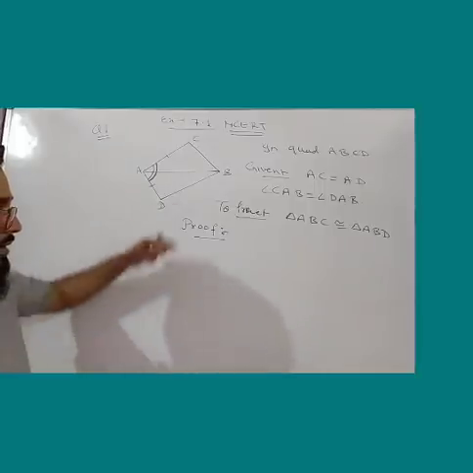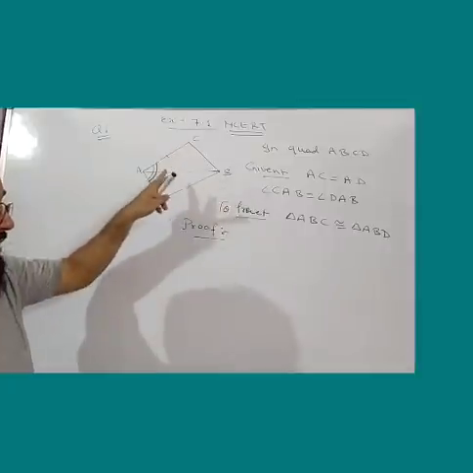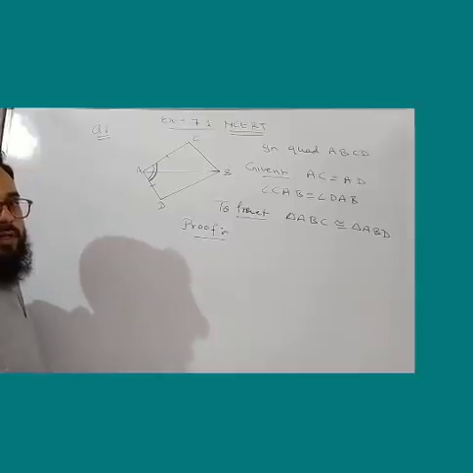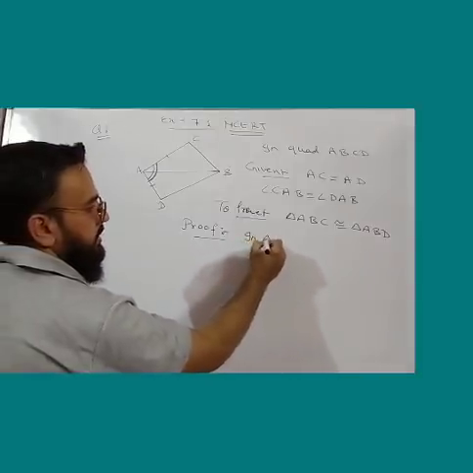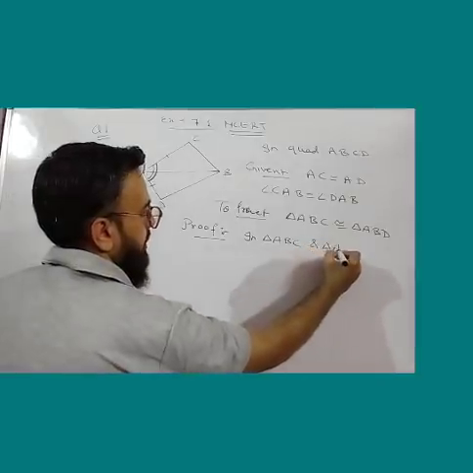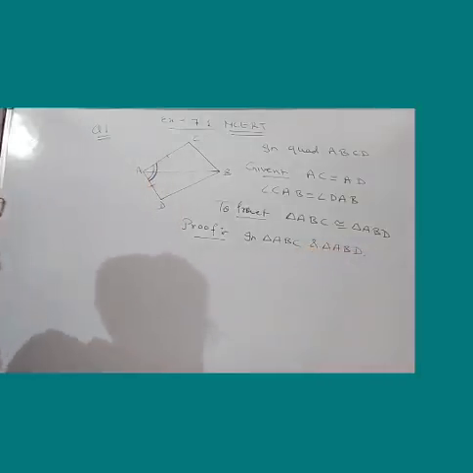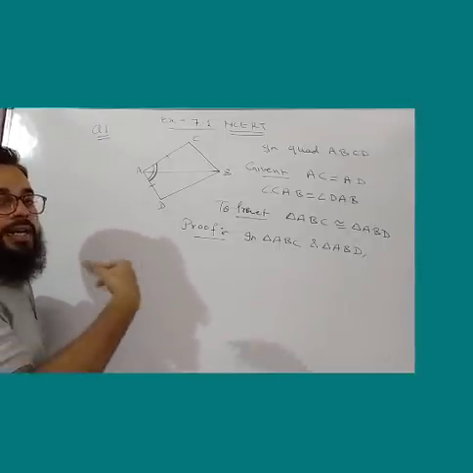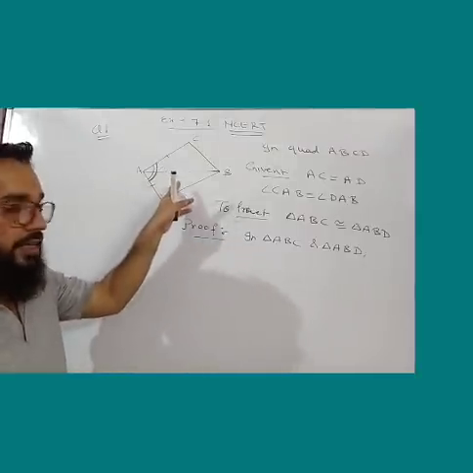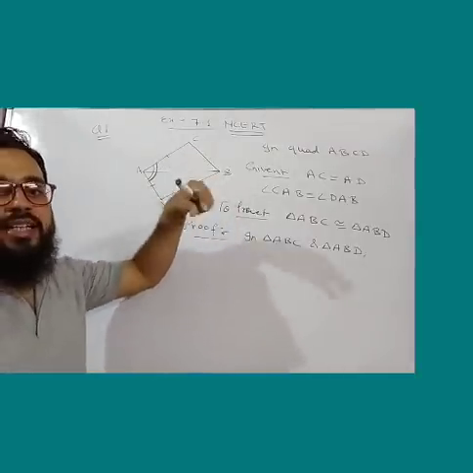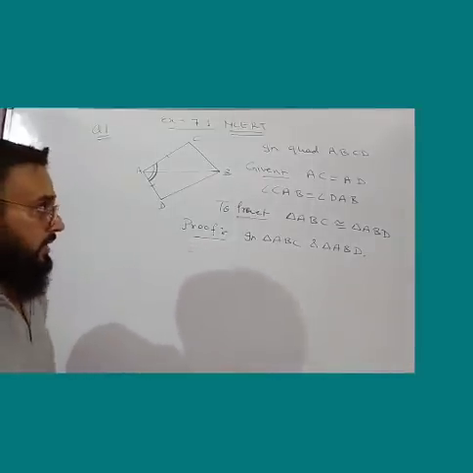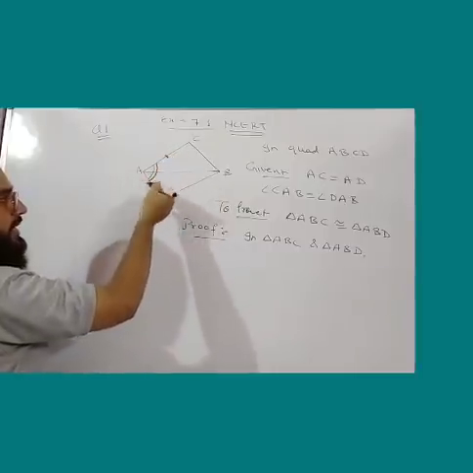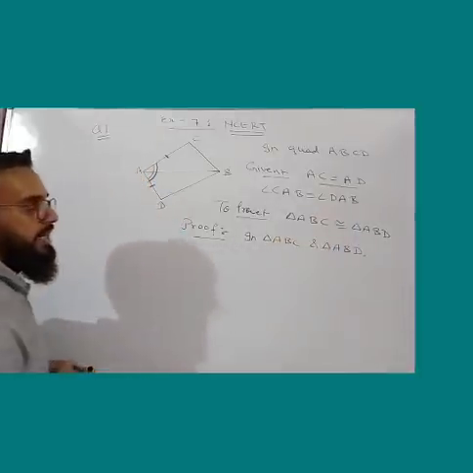Two triangles are given here. This is a quadrilateral, but we can consider two triangles: triangle ABC and triangle ABD. First we have to find whether these two triangles are congruent by any of the 5 criteria. So let us check which criteria we can use. In both the triangles, side AC is equal to AD, it is given to us.